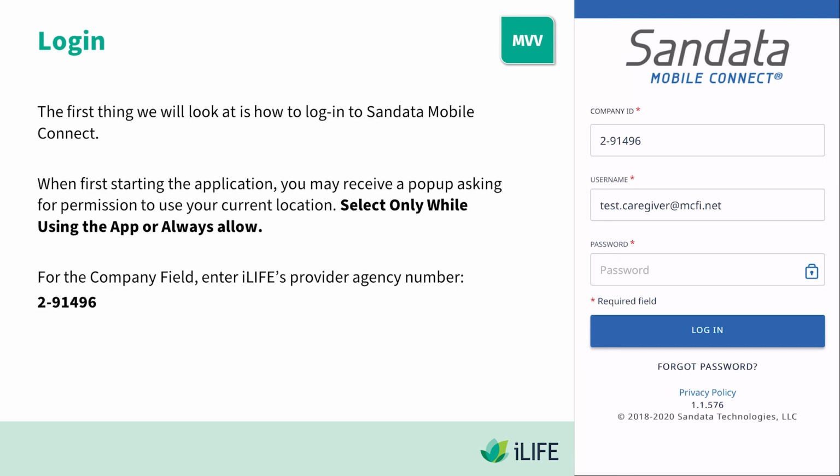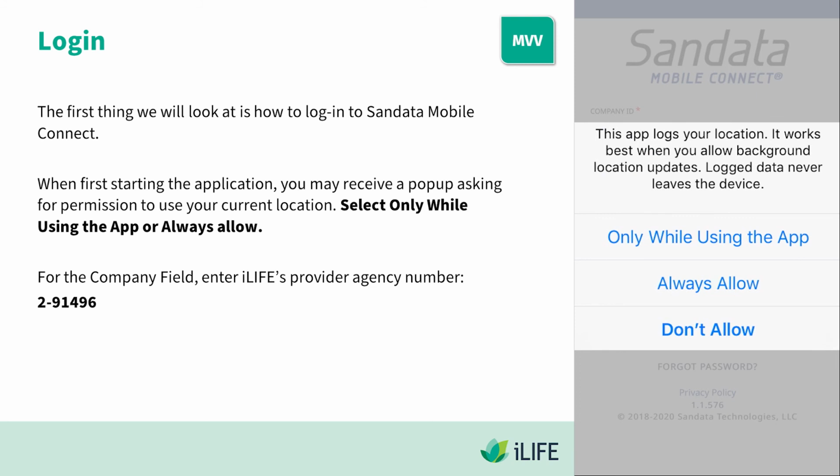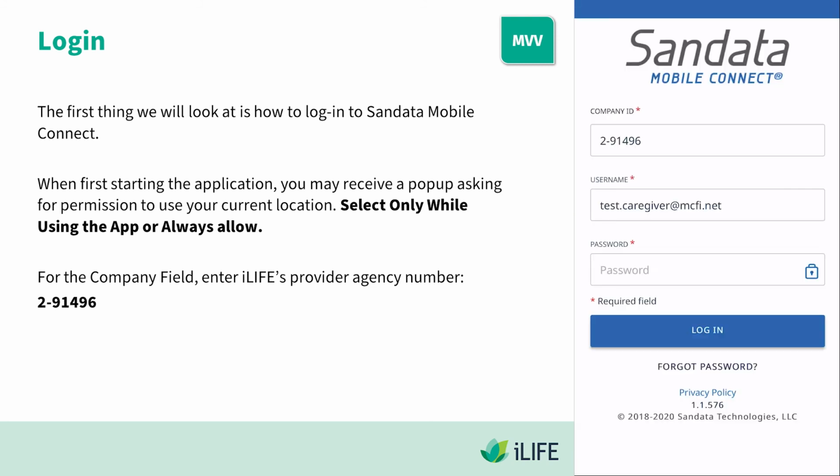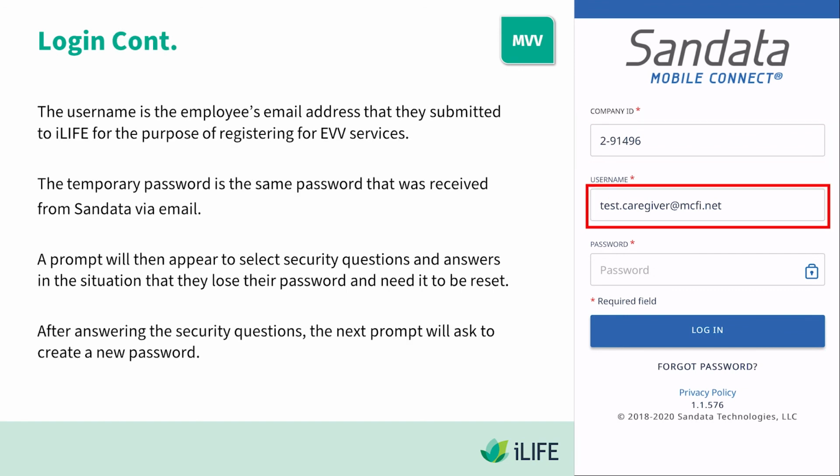Login. The first thing we will look at is how to log in to SANdata Mobile Connect. When first starting the application, you may receive a pop-up asking for permission to use your current location. Select only while using the app or always allow. For the company field, enter iLife's provider agency number, 2-91496.